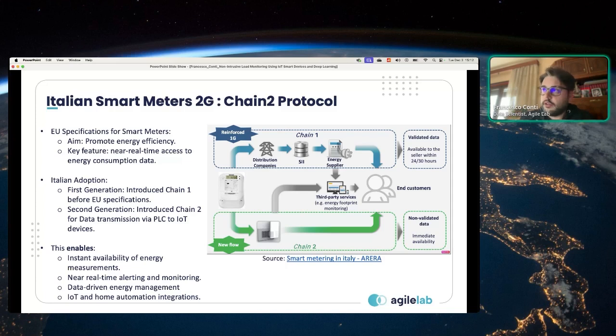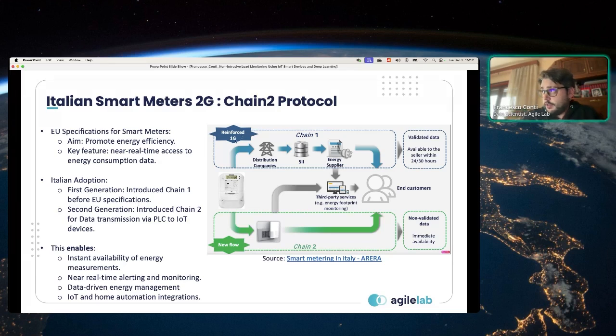The main point of this specification is related to near real-time access to energy consumption data. Indeed, for this specification, a user and also third-party services chosen by the end user must be able to access the energy consumption in near real time. Italy is really pioneering in this field. Indeed, we introduced a first generation of smart meters even before the European specifications.